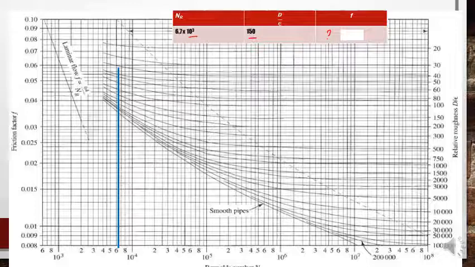And then we determine the D over E, which is given 150. So here is 150. Okay. So this is the line for 150. So you just need to get where is the cross section between D over E and Reynolds number. So here is the cross section. Okay, so F equals 0.0430. That's it.